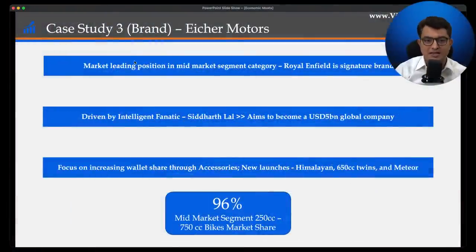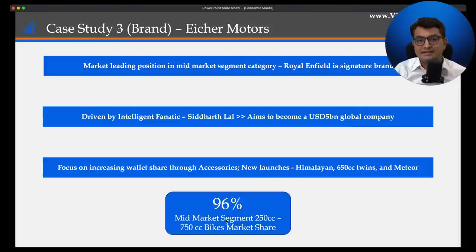Okay, so this is Eicher Motors in brief for you. It's a market leading position in Royal Enfield, a signature brand, and it has been driven by the intelligent fanatic Siddharth Lal, and they are also now doing a lot of new launches and going global.